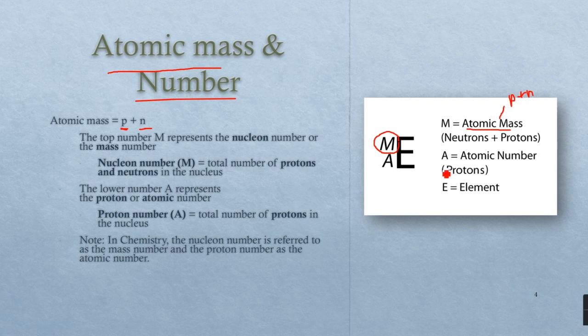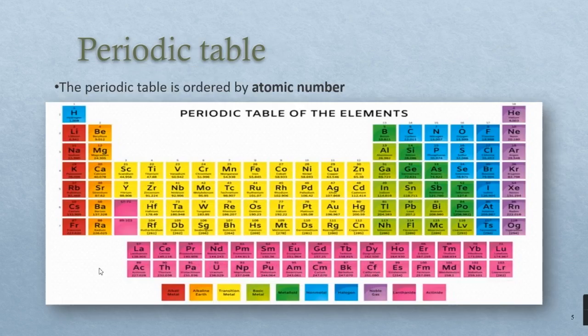However, let's talk about the number at the bottom, representing the proton number or the atomic number. The atomic number is just the number of protons in the nucleus. In chemistry, the nucleon number refers to the mass number of the atom, and the proton number is the atomic number. If we look at the periodic table, it's arranged and ordered by the atomic number of every atom. The lighter elements are at the top of the table, and they get heavier as we go down.